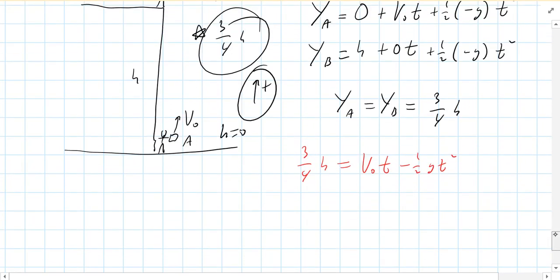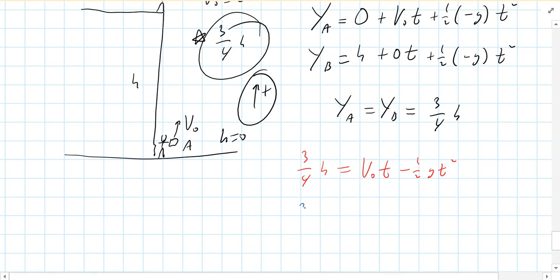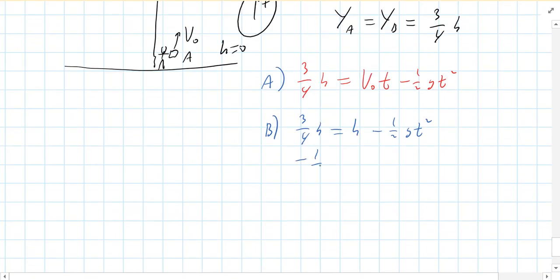Okay, in the B equation, we've got 3/4 H equals H plus 0, so I'm not going to worry about writing that down, minus 1/2 GT squared. Okay, so that's the B equation. I'll kind of mark these. This was A and this was B. All right, so in the B equation, I am going to solve for time. Okay, if I subtract H from both sides, I get negative 1/4 H equals negative 1/2 GT squared. And if I solve for T squared, I'll just leave it that way, I get H over 2G. Okay, so T would be root H over 2G.